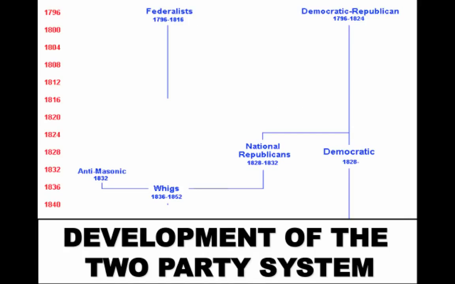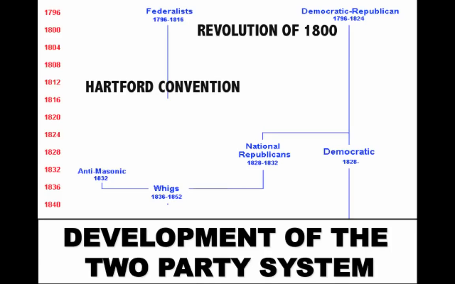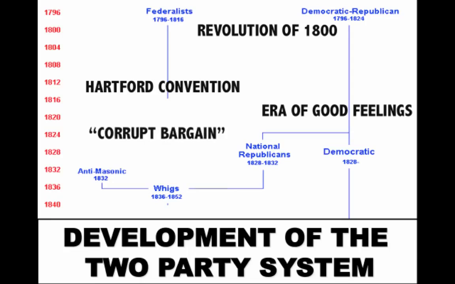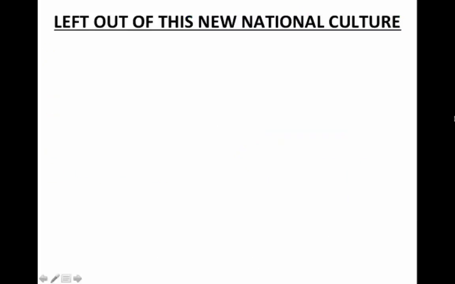As you can see on this map, kind of reviewing really quickly the political developments during this time period: the Revolution of 1800, the election of Jefferson, the Hartford Convention, the moment the Federalists put the final nail into their coffin, followed by the era of good feelings, one political party, they are all Republicans. Of course, that's not exactly completely true. It is a simplified version. Then the corrupt bargain, and then eventually you get the Democratic Party, which are similar to the old school Democratic Republicans, and the Whig Party, which have a lot of similarities to the Federalists in terms of their beliefs.